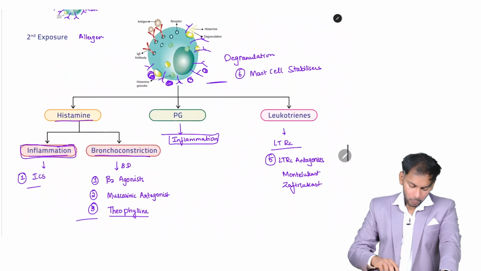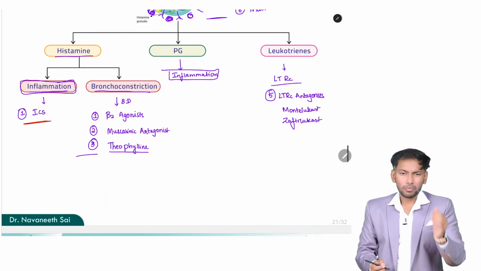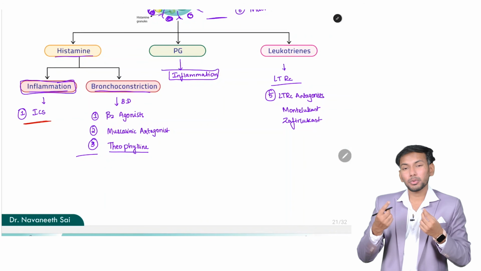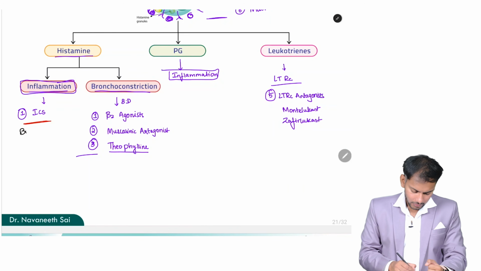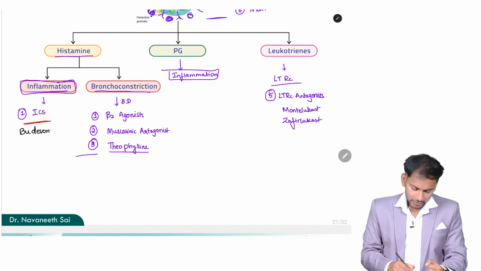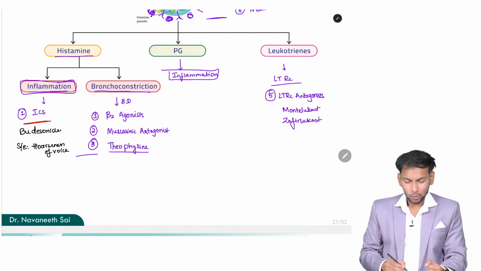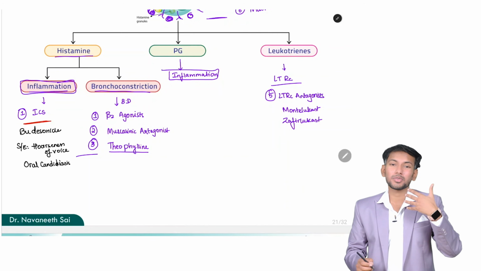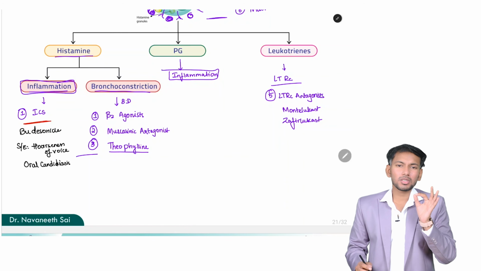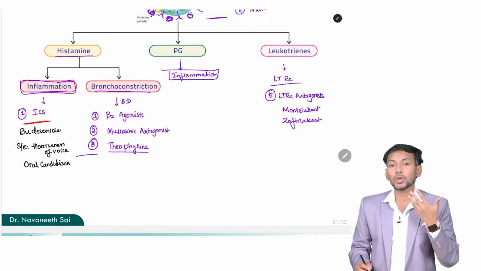Now, what are the important points here? Inhaled corticosteroids means obviously you are taking it through inhalation. When you take steroids through inhalation, for example budesonide, ciclesonide, it might cause hoarseness of voice. So this is one of the side effects, hoarseness of voice, and it will also cause oral candidiasis. Why? Because steroids will decrease the immunity, so it will cause fungal infections on the tongue. This is oral candidiasis.